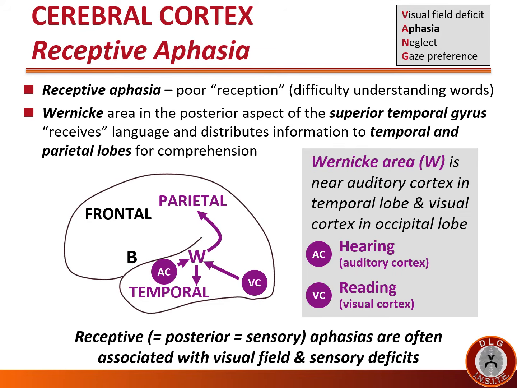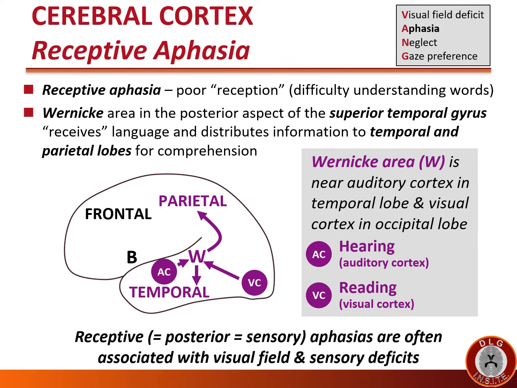Receptive aphasia is poor reception or difficulty understanding words. The Wernicke area in the posterior aspect of the superior temporal gyrus receives language and distributes information to temporal and parietal lobes for comprehension. The Wernicke area is conveniently located adjacent to the auditory cortex in the temporal lobe and near the visual cortex in the occipital lobe, facilitating receiving language via hearing or reading.